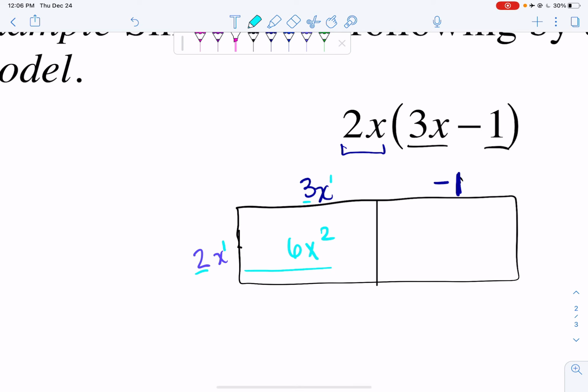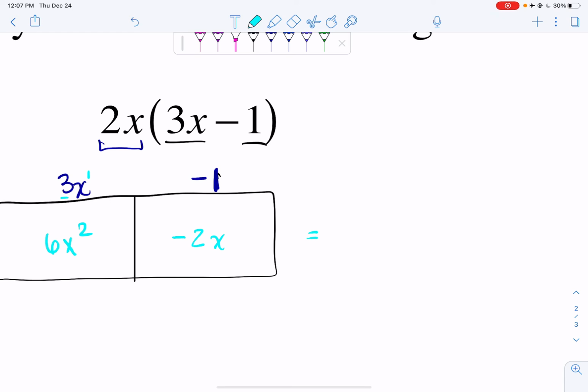Now what I want to do is 2x times a negative 1. Well, 1 times anything is the number itself or the term itself, because we're learning about terms, and a positive and a negative make a negative, so this is just going to be a negative 2x. So my final answer would just be 6x squared minus 2x.